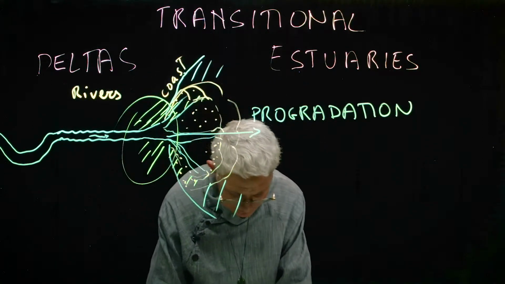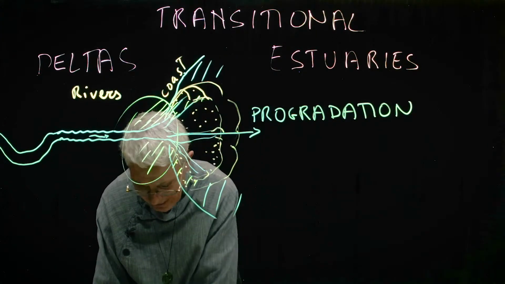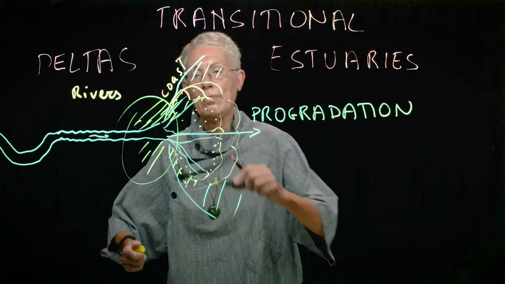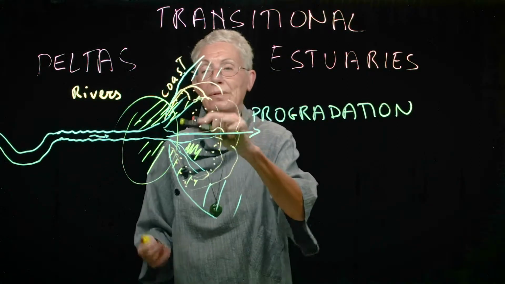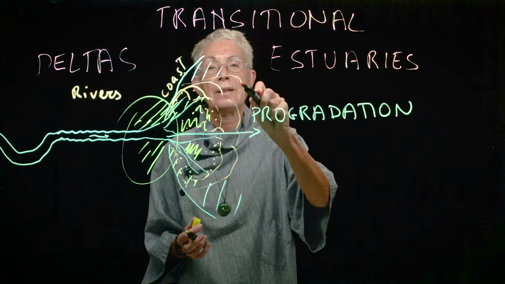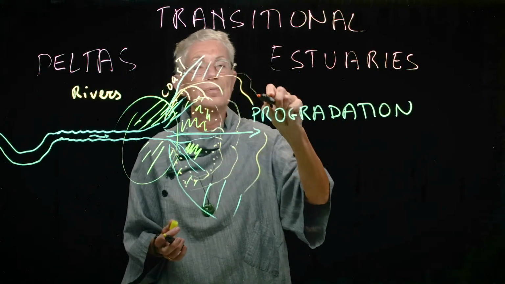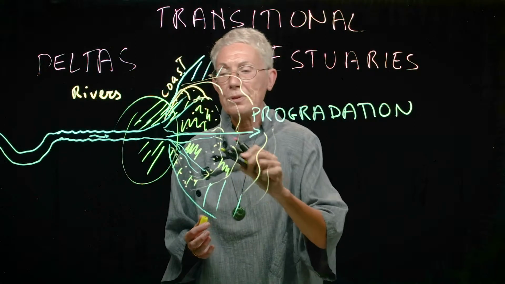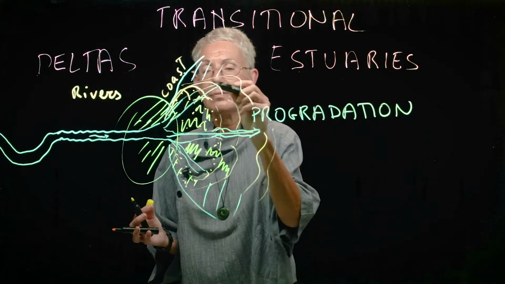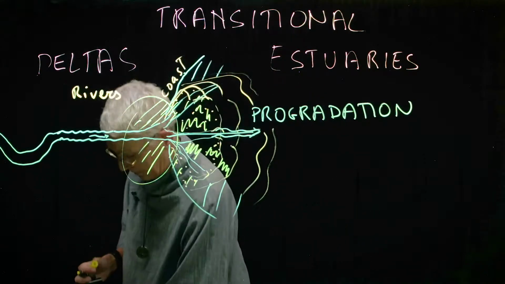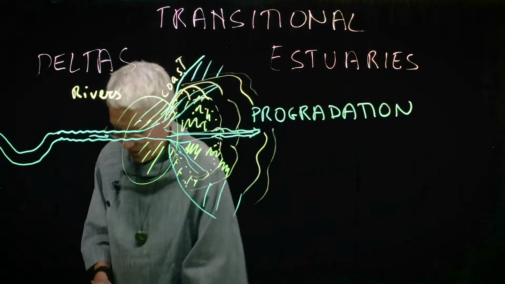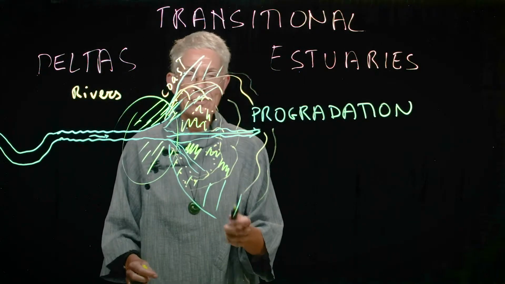But what happens? The delta plane here will be rich in swamps, for example, because if this keeps prograding, this will become more and more terrestrial or transitional. So you will have more swamps between the channels of the delta. And guess what could happen in these swamps? You could actually have peat, which then in the future becomes coal. So all the system through progradation shifts.